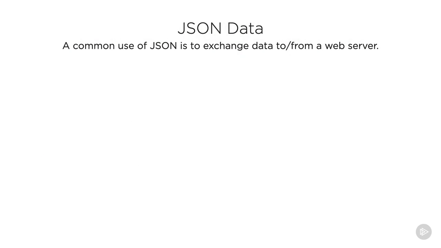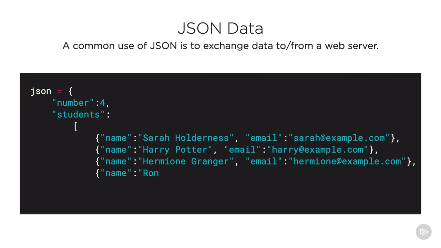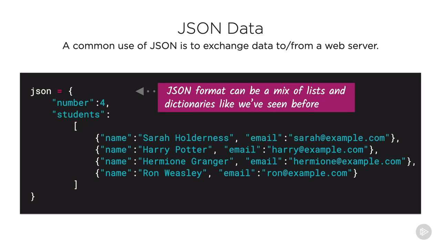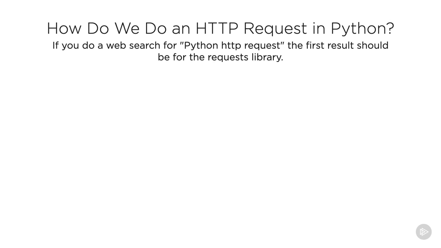JSON is a data format that is usually used to exchange data to and from a web server. We've actually seen what JSON format looks like. It's typically a mix of lists and dictionaries. So if you remember our previous demo using student contact information, we've actually seen what JSON looks like. JSON stands for JavaScript Object Notation because JSON started in the JavaScript programming language, but now it can be used in any programming language, including Python. Since we're already familiar with the JSON format using dictionaries and lists, now we just need to figure out how to actually get the JSON data.